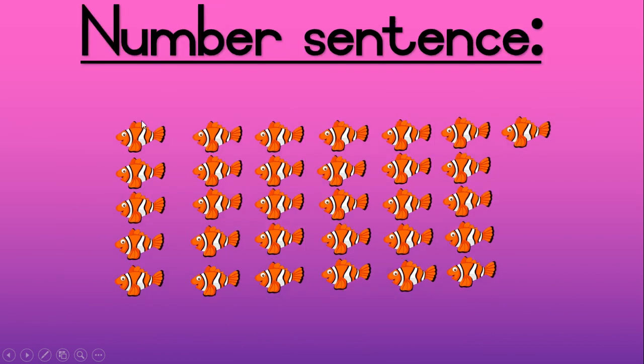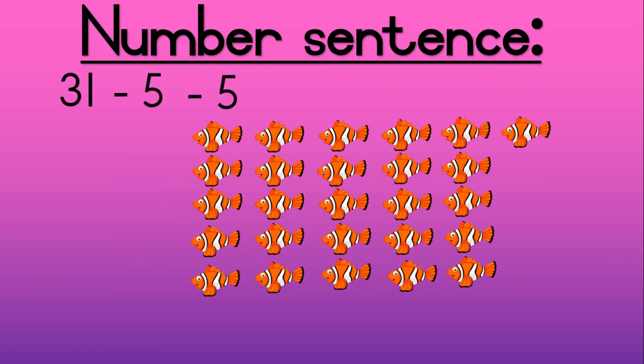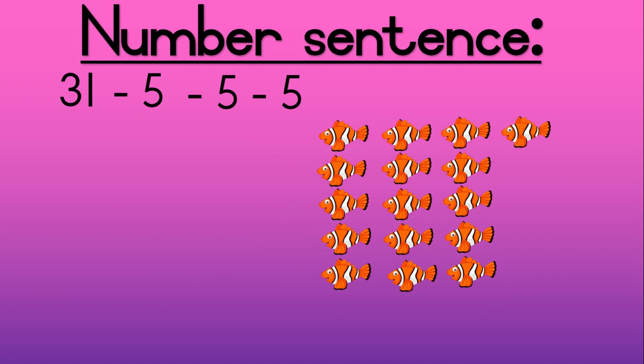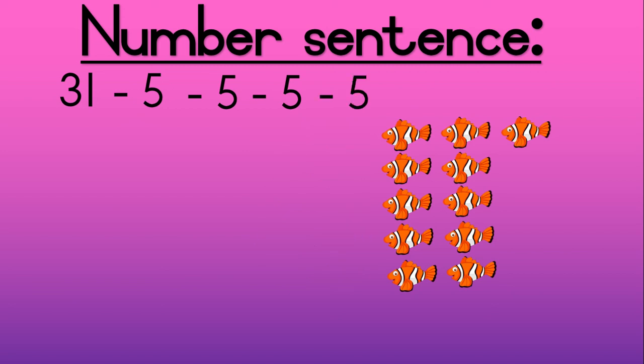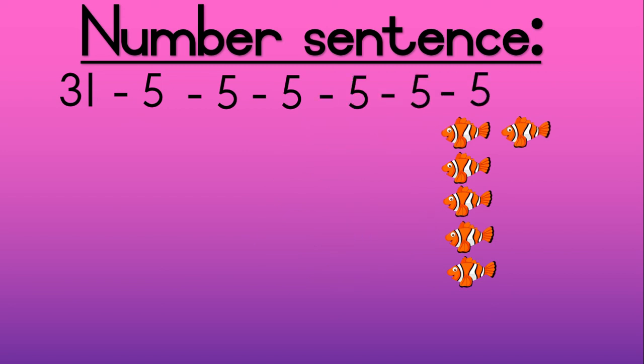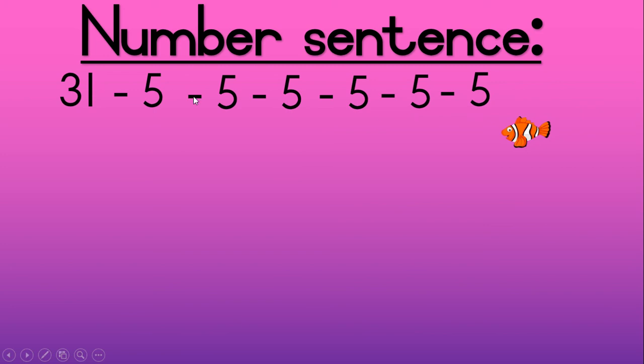So for the number sentence, here again we have our 31 fish. We can take away 5 at a time because we want to group them into 5. So we have 31. We take away 5 fish. We take away another 5 fish, another 5, another 5, another 5, and another 5 fish. Now, I can't take away another 5 fish because I only have 1 fish left.